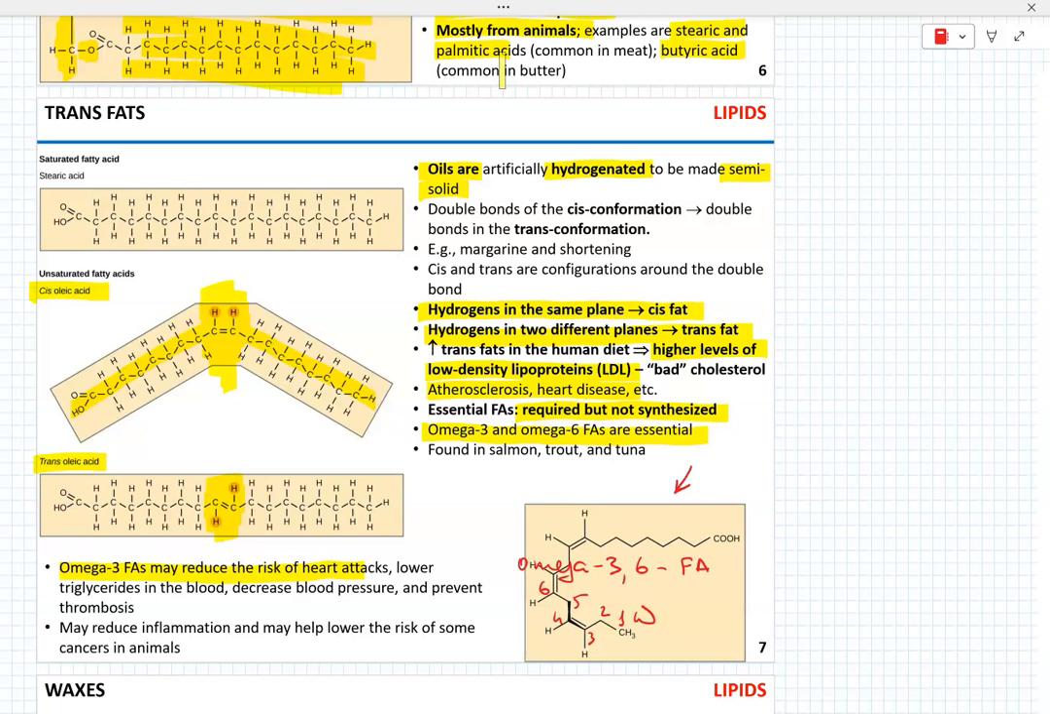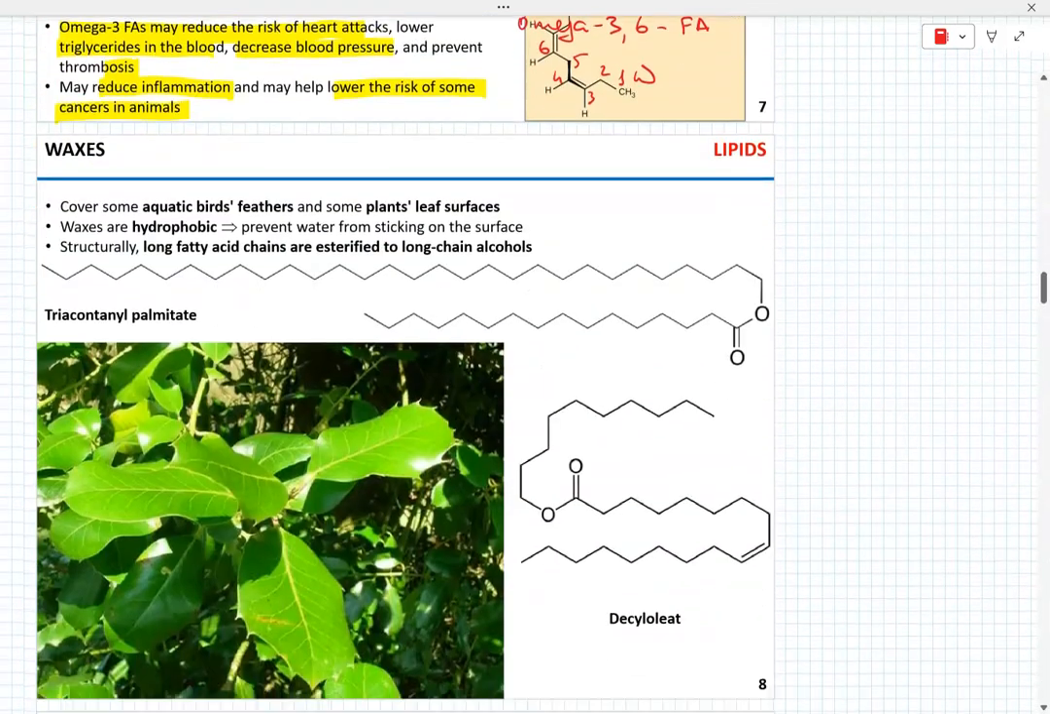They may reduce the levels of triglycerides, fats in the blood, positively influence blood pressure, and prevent thrombosis. They may even reduce the level of inflammation and lower the risk of cancer in animal models.